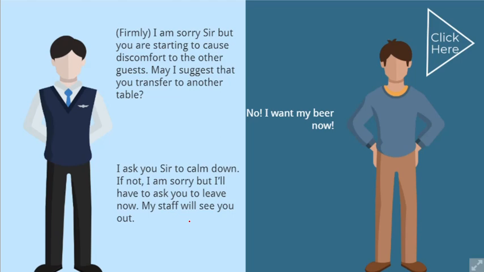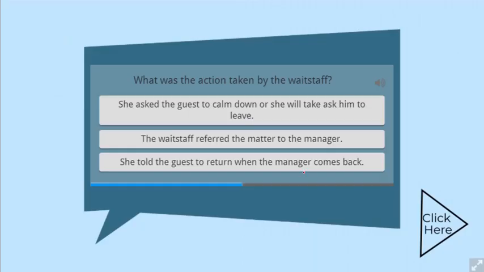So in scenario number 2, we have the question: what was the action taken by the wait staff? First, she asked the guest to calm down or she will ask him to leave. Second, the wait staff referred the matter to the manager. Third, she told the guest to return when the manager comes back. Because the wait staff cannot handle this problem, she referred it to the manager.